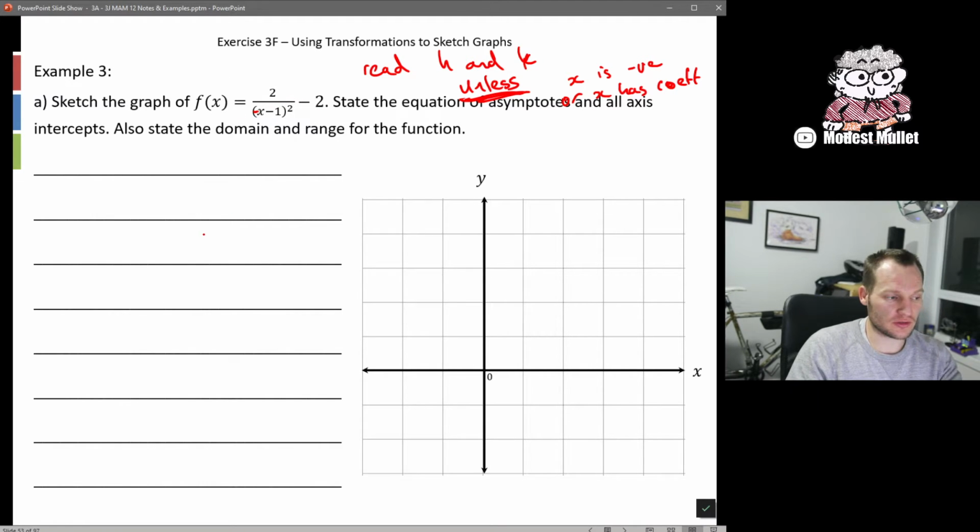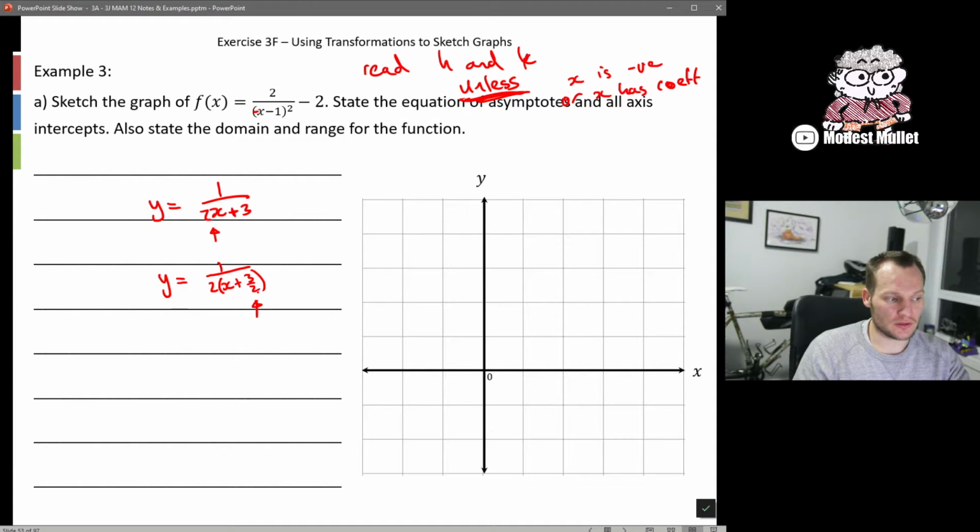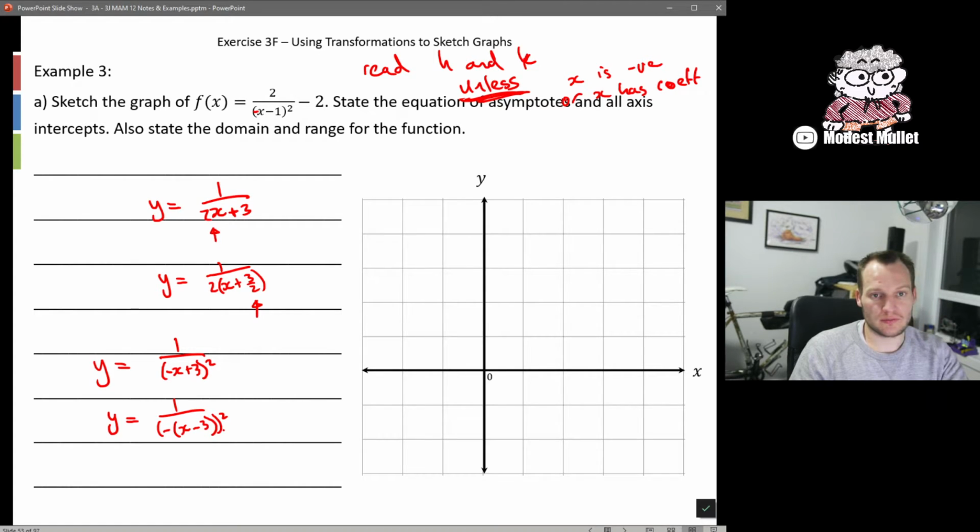I know this isn't the question on the slide, but for example, if we had y equals 1 on 2x plus 3, since this x has a coefficient, you need to take that as a common factor in that denominator. So we want to get y equals 1 on 2, taking it as a common factor. We need to take it out of the 3 as well, so we get x plus 3 on 2. Now we can read the correct h value. Same thing for y equals 1 on negative x plus 3 all squared. Since that x has a negative, we need to take it out as a common factor, so we get 1 on negative bracket x minus 3 all squared. Now we can read the correct h value again.